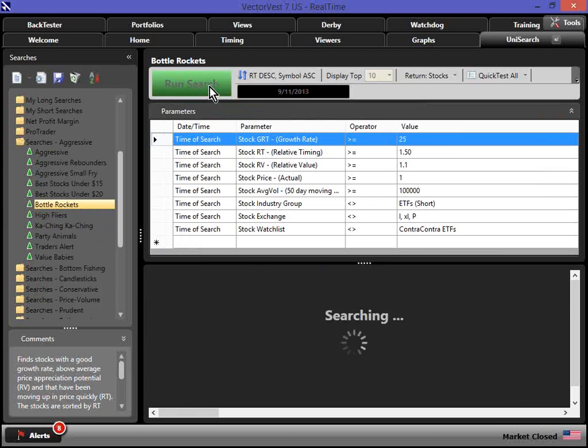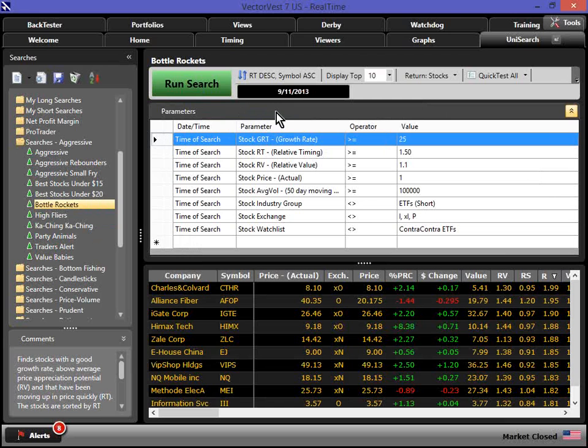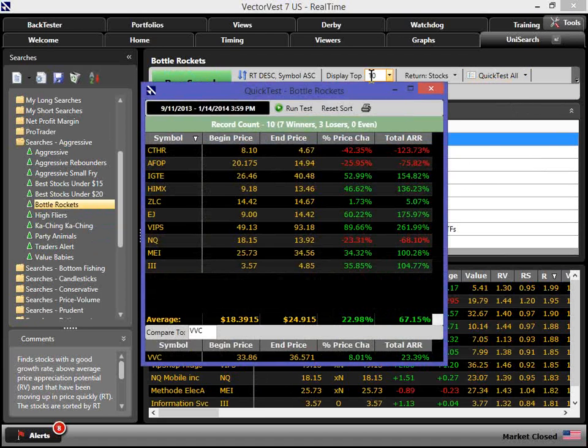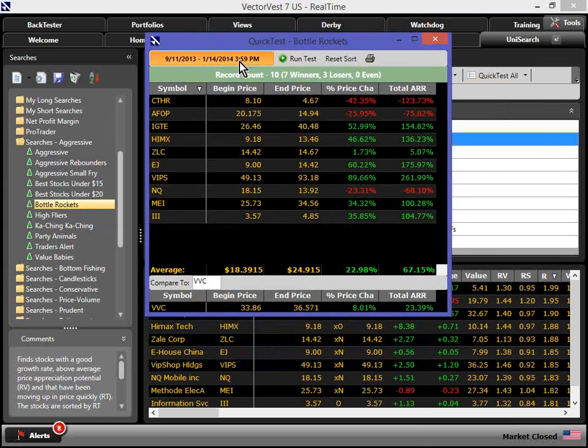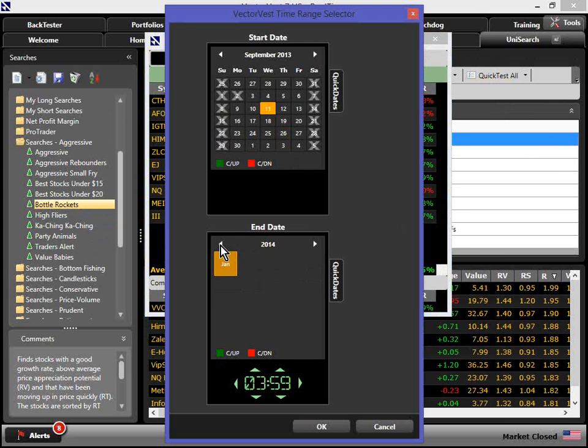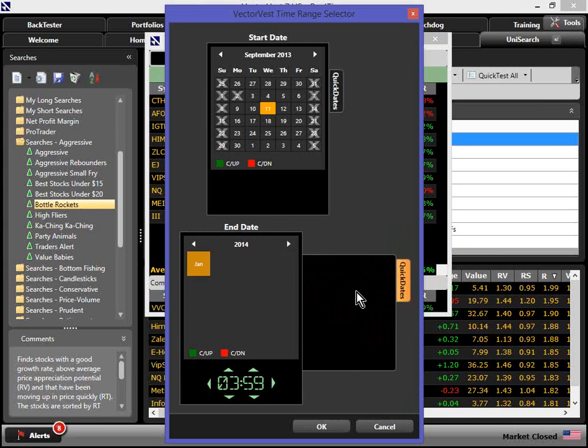So I'm going to run the search as of September 11th. Let me just run it again. There we go. These are the stocks that appeared as of September 11th. And I'm going to do a quick test. Only 10 stocks were returned, so I'm going to test these 10 stocks and see how they did. I'll just use a quick date.